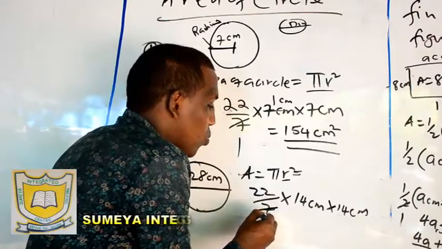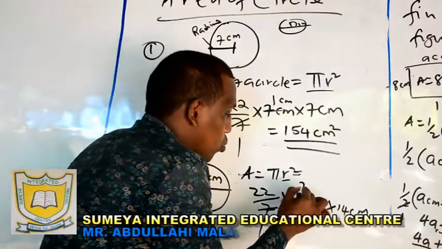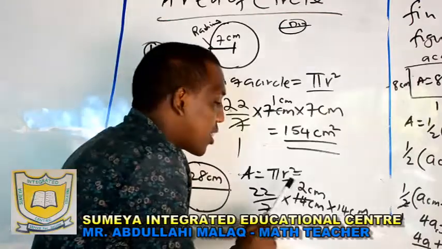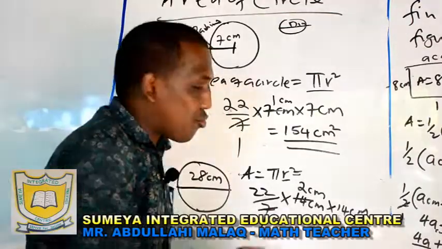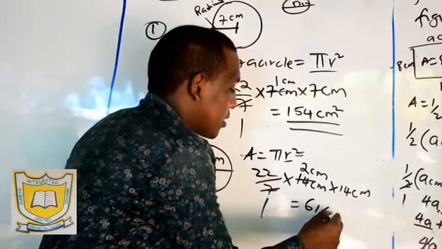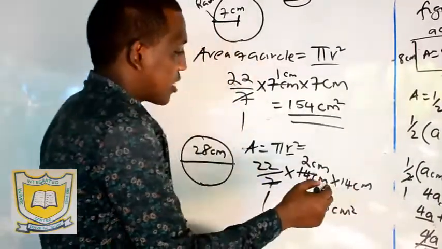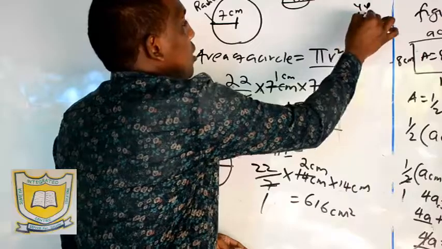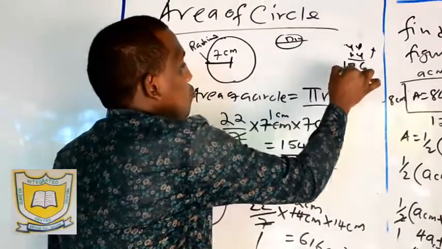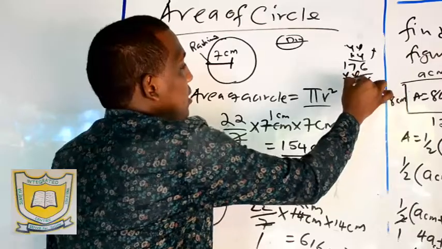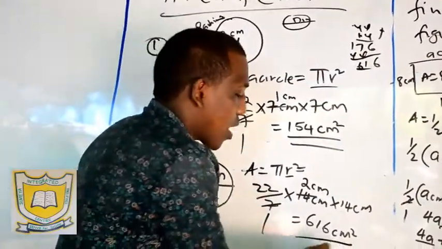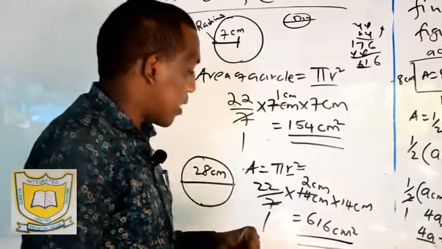7 by 7, 1, 7 into 14, 2 centimeter. Let us now multiply. 22 times 2 is 44. 44 times 14, you get 616 centimeter squared. When you multiply 44 times 14, 4 times 4 is 16, carry 1, 16 plus 1, 17. You get 616. So you will get 616 centimeter squared. That's how we solve when you're given diameter.